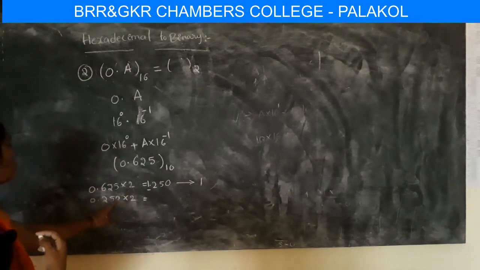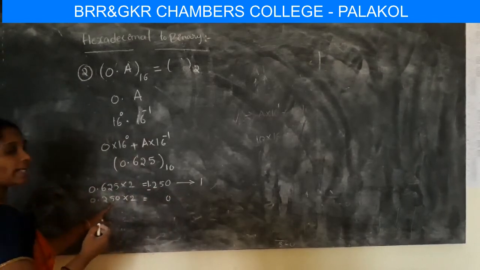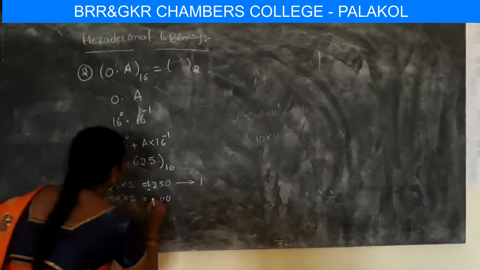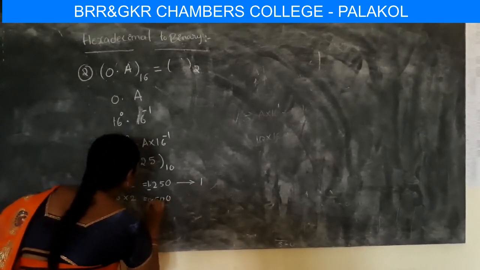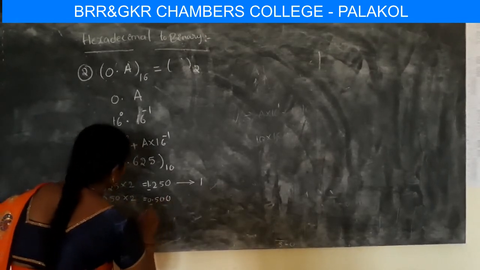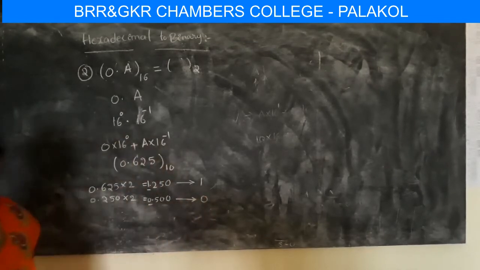Okay. So 2 into 0 is 0. So 2 5s are 10. Okay. 2 2s are 4 plus 1 is 5. So that is 0.50. So here the 0 is the remainder, we will take it as outside.